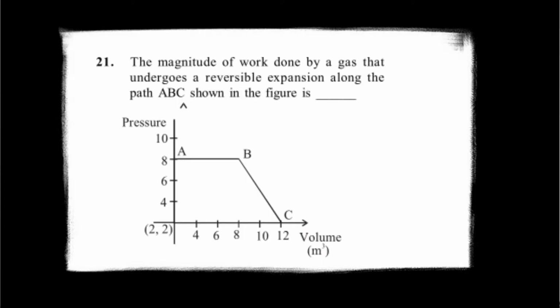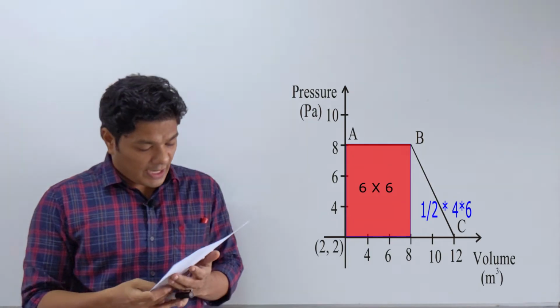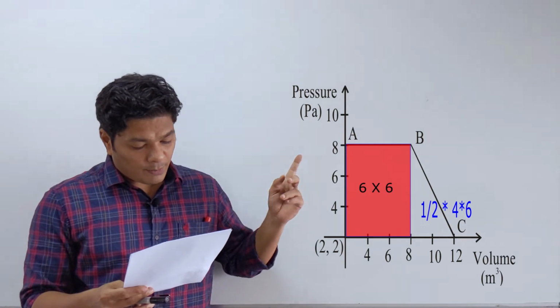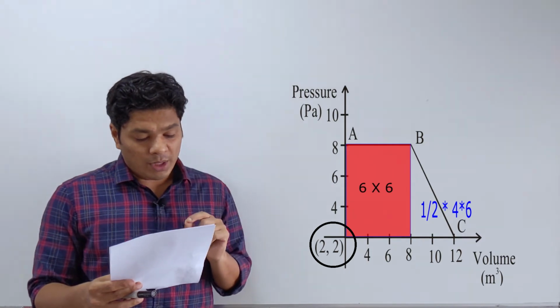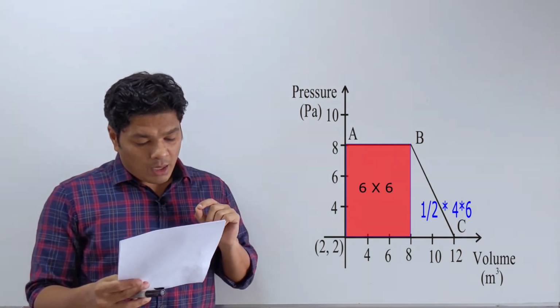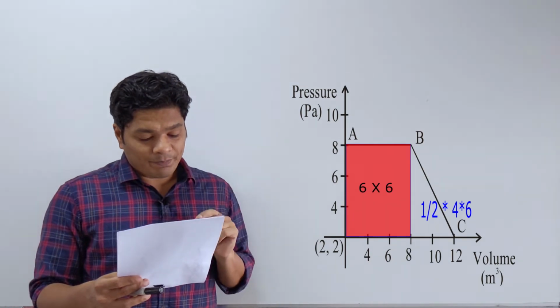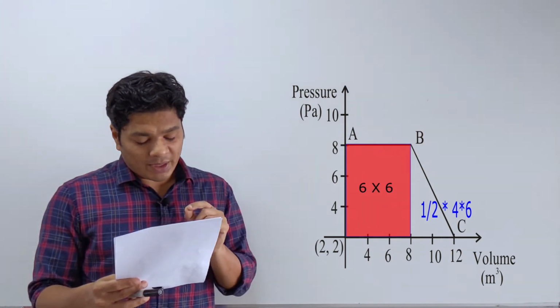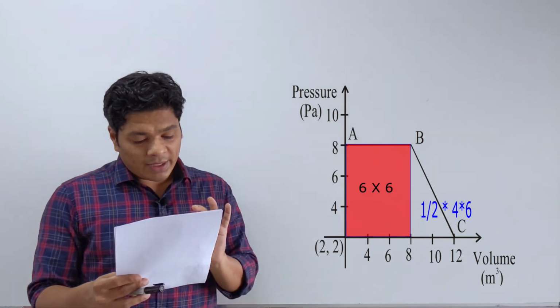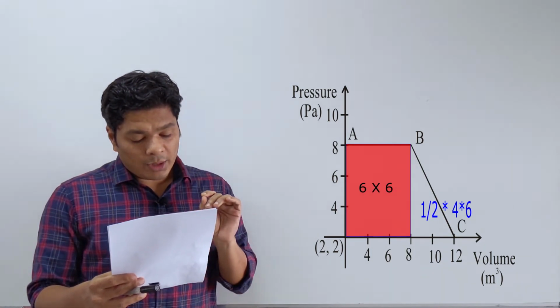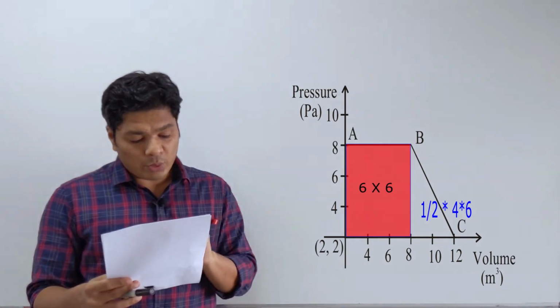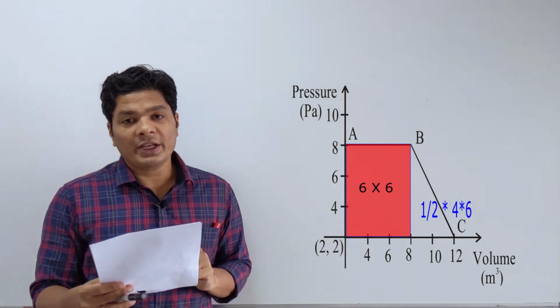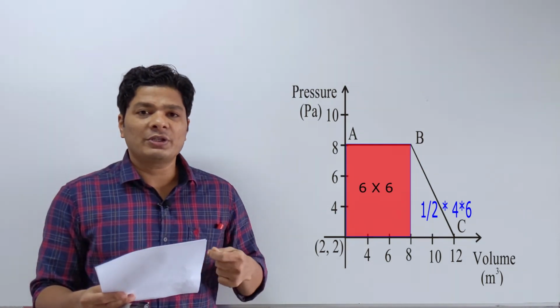The magnitude of work done by a gas that undergoes reversible expansion along the path ABC shown in the figure. Now if you see, I have shown you the plot. One thing you want to know is the axis, the starting point of the axis is 2, 2, not 0, 0. So in the x-axis, the change is from 2 to 8, that is 6. Y-axis, 2 to 8, that is going to be 6 again. The area is going to be, you can take it as a square and a triangle. So it's going to be 36 plus this is going to be 12, that is 48. So hence the option is 48 joules. So you have to write it as 48.00 joules.